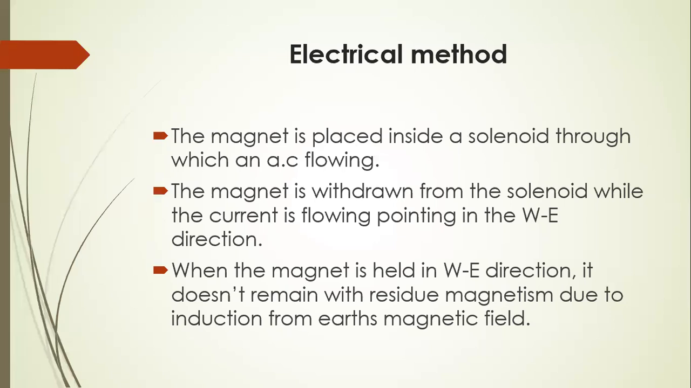Now, in this electrical method, the magnet is placed inside a solenoid through which an alternating current is flowing. Now the magnet is withdrawn from the solenoid while the current is flowing, pointing in the west-east direction. Now, why is that? When the magnet is heading in a west-east direction, it does not retain residual magnetism due to the induction from the Earth's magnetic field. So that's the reason why it is pointed in the west-east direction.